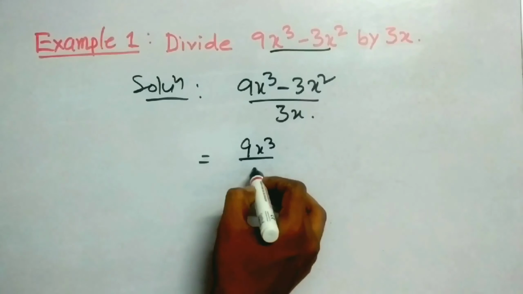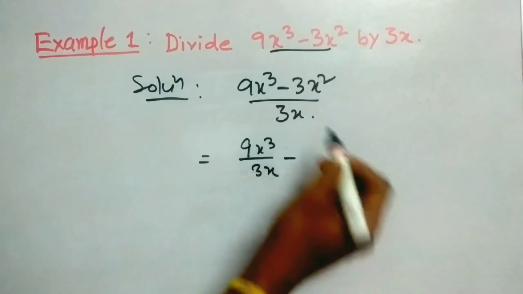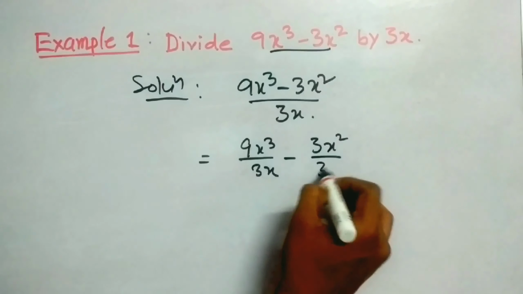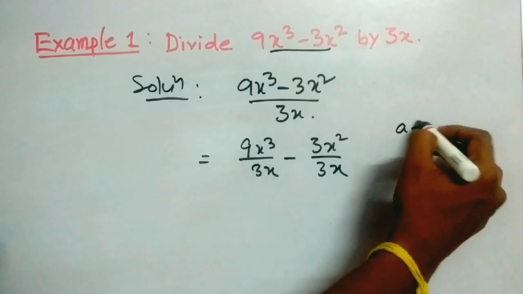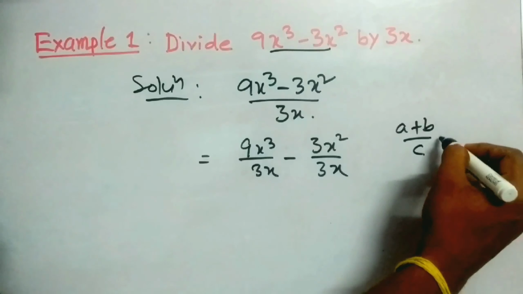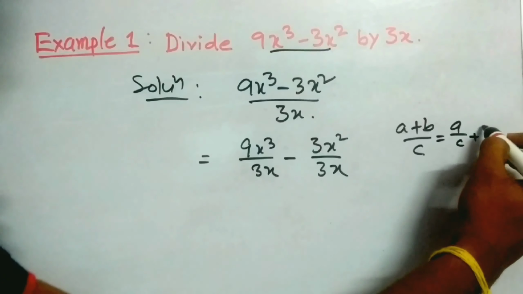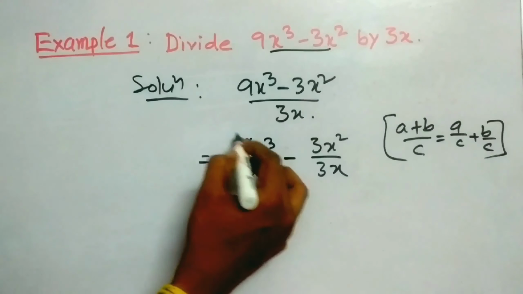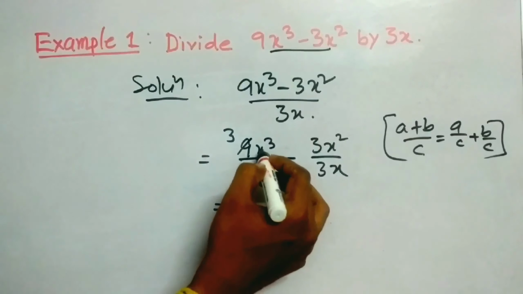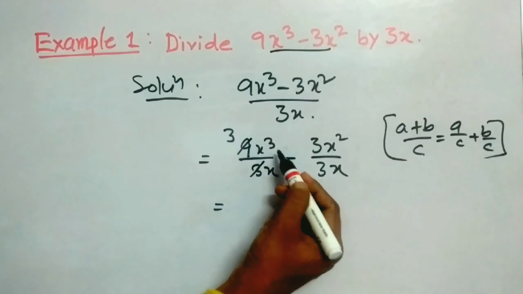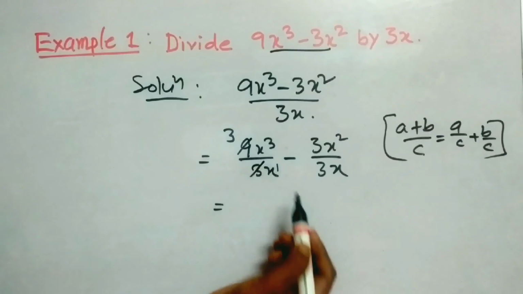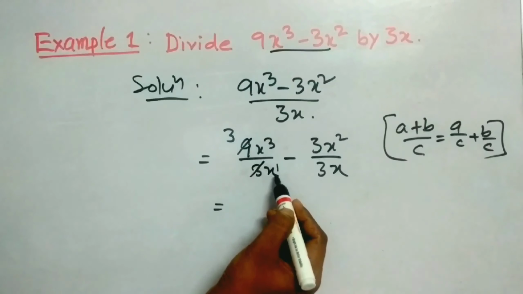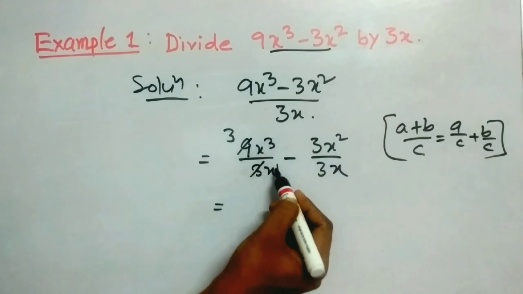9x cube divided by 3x minus, so there is minus, so this minus will come over here, 3x square by 3x. As we know that a plus b divided by c equals a by c plus b by c. So this theory has been applied over here. Now this 3 and this 9, this is 3, and this is x cube and this is x. Because 3 is greater than 1, as the power of x in the numerator is obviously greater than the power of x in the denominator, that is why this 3 will subtract this 1.